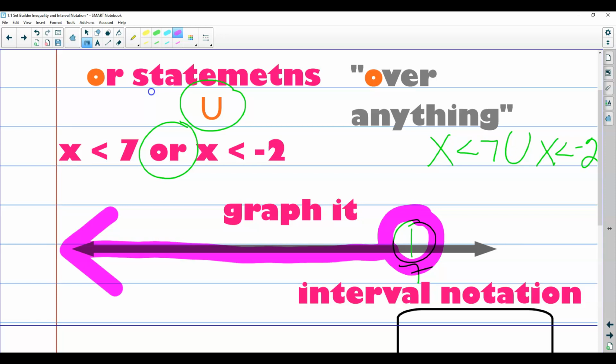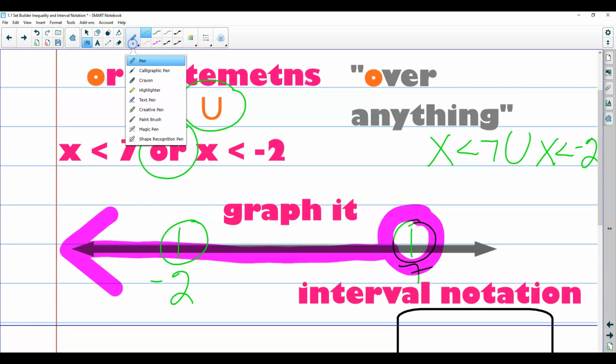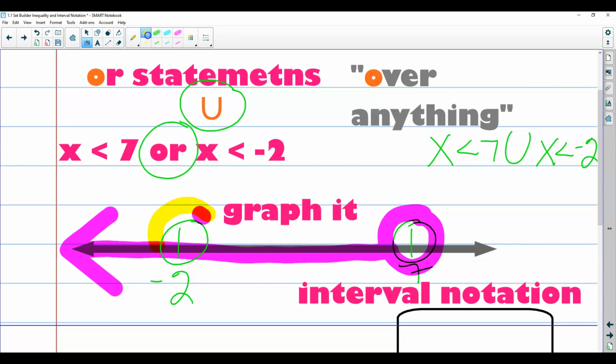For the second part, it also could be less than negative 2. Y'all, negative numbers, you know this, are over here on the left side. So I'm just going to kind of estimate where negative 2 would be. It's an open circle. And if that was the only thing, then I would draw an open circle and shade it. Anything you shade is part of the answer.